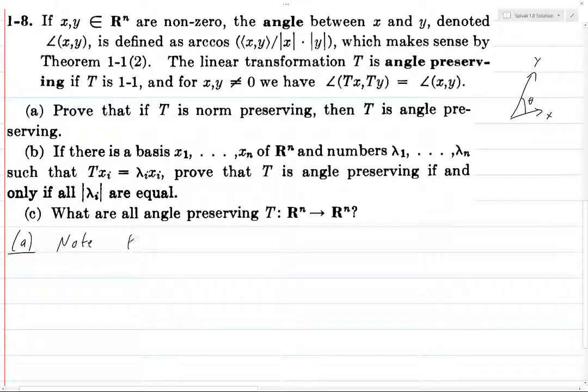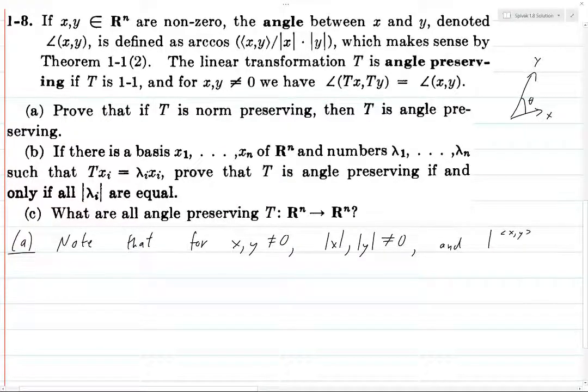So note that if we have x and y which are non-zero vectors, then the norm of x and the norm of y will both be non-zero, because the only way for the norm of a vector to be zero is if the vector is zero. And so if we look at arc cosine or cosine inverse, we'll actually know before moving to that.